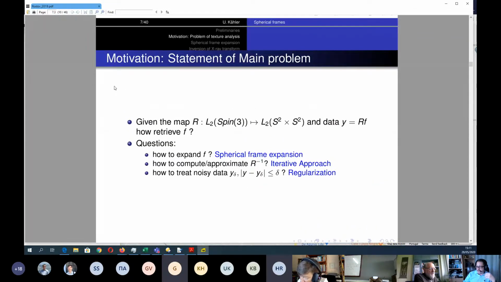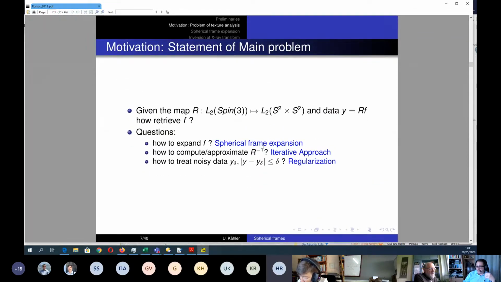Of course, there's one question you could simply ask: what is a spherical frame expansion, or rather, what is a frame expansion? Anybody who would think about it would simply say, well, we map the 3-sphere to the 2-sphere. On the 2-sphere, we have spherical harmonics. And on the 3-sphere, we have the Wigner-D functions as an orthogonal system, so why not use that one? It is a completely valid question, and the answer is quite simple.